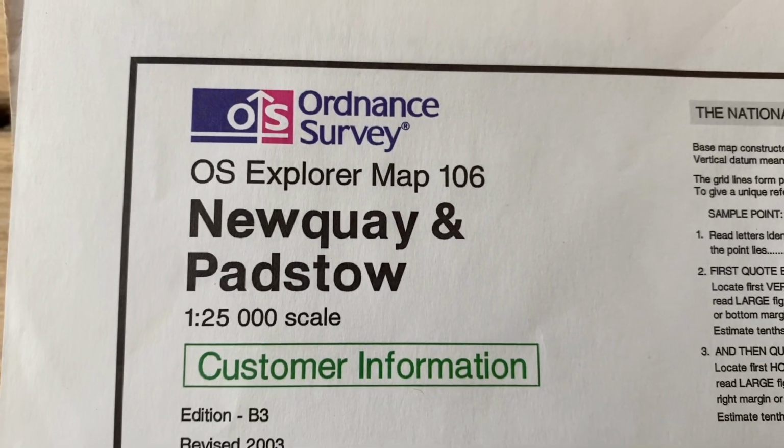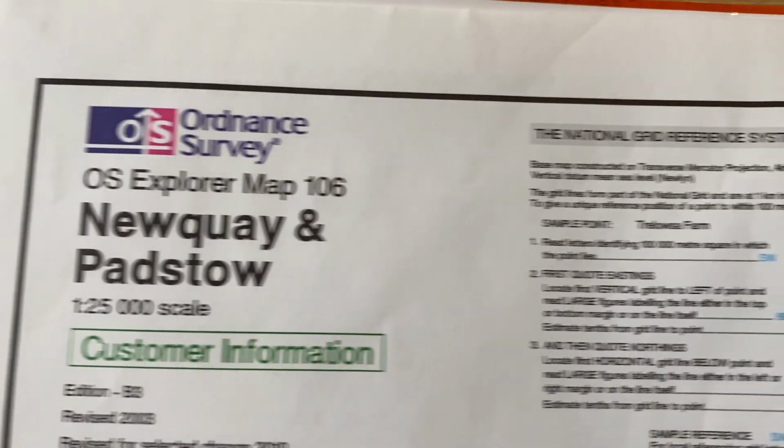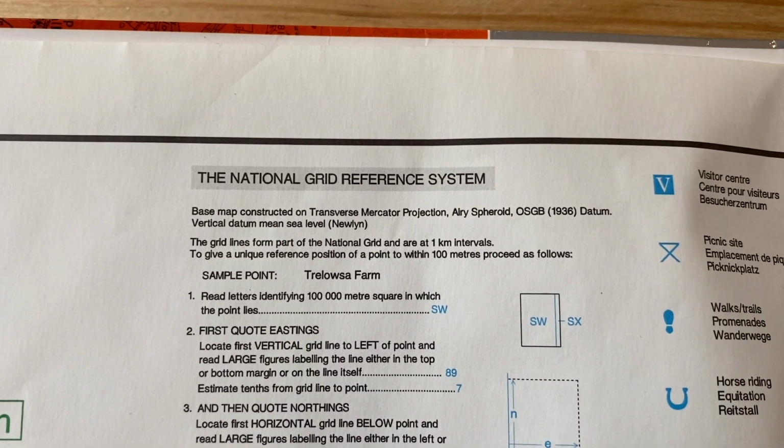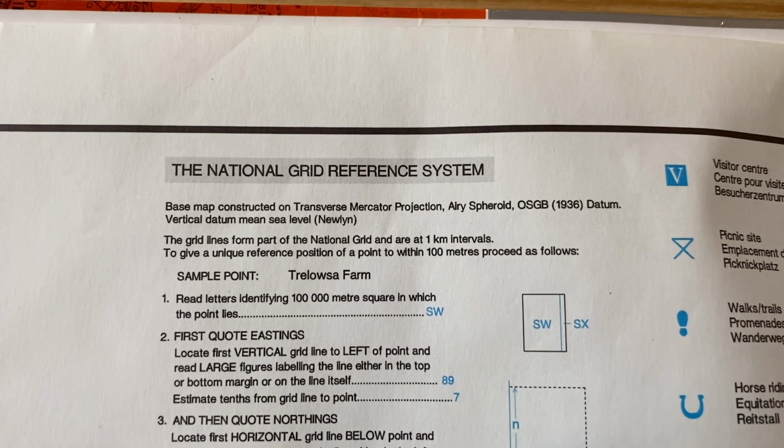So let's talk about datums. I'm not going to go into too much detail because that's a whole lesson in itself for the future. All I'm going to show you now is where to find the information, okay, and how to use it. What I have in front of me is an Ordnance Survey map of Newquay and Padstow. There's a box, the National Grid Reference System, and underneath that there's a bit of writing and some details.